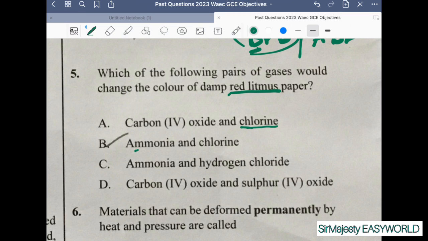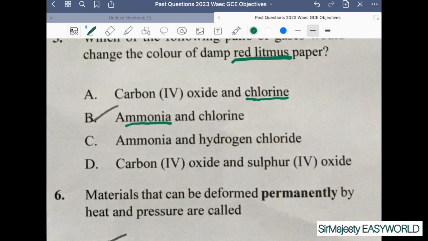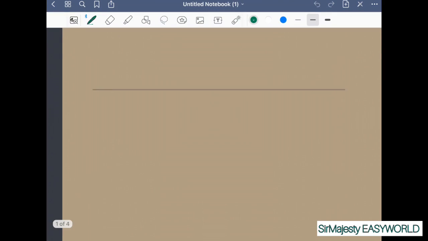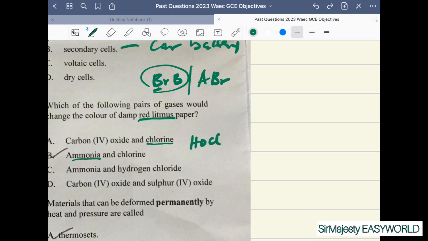Yes, ammonia is an alkaline gas, that is a basic gas, and it will turn red litmus paper blue. But chlorine is an acidic gas. In the presence of water, chlorine forms an acid known as oxochlorate(I) acid, that is HOCl. If you dissolve chlorine in water, it gives you this, and this particular thing here is an acid. This HOCl is what we call oxochlorate(I) acid.